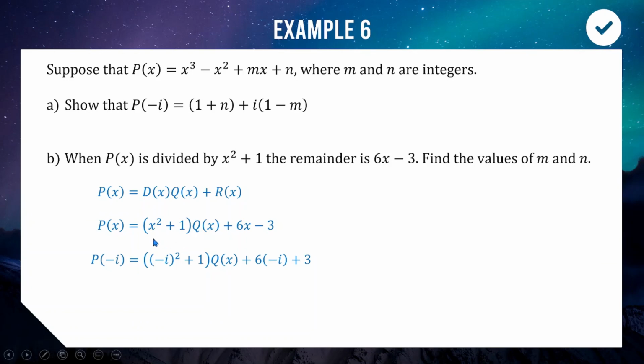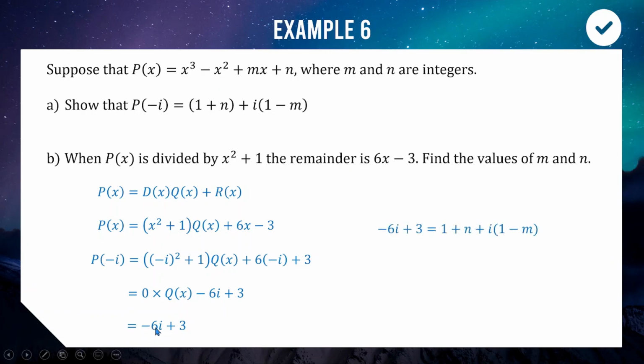Okay? So we get minus 1 plus 1, so we get 0. This whole thing vanishes, and we end up with just minus 6i plus 3. Now this is cool because this is an expression of the polynomial evaluated at minus i. So we can compare this to our expression from part A and say, well, these two things need to be equivalent. That means we can solve for n and m.